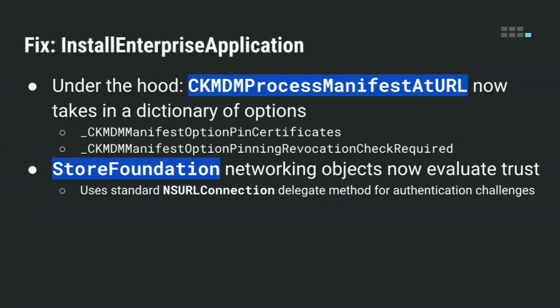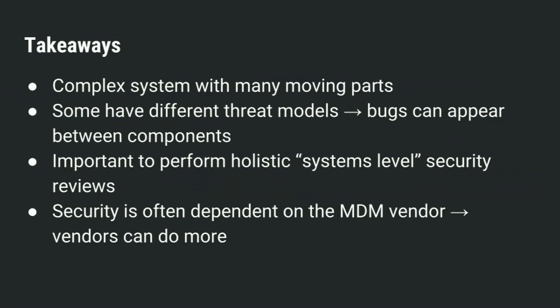Under the hood, what happens? Well, the CKMDM process manifest at URL function, which used to only take a URL as a parameter and another thing that was more of a flag, now actually takes in a dictionary. That dictionary contains private keys that map to the properties in the new command. And also, most importantly, Store Foundation's core objects now have the ability to evaluate trust, which was a relief to see. If you're curious, this actually uses NSURLConnection's standard delegate methods for authentication challenges.